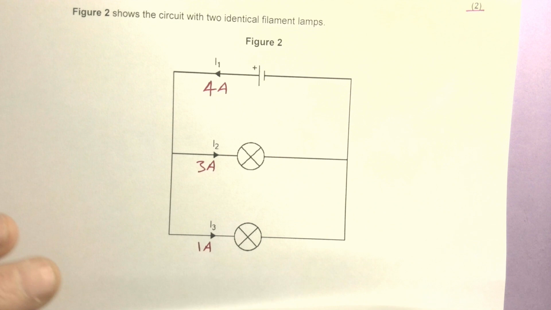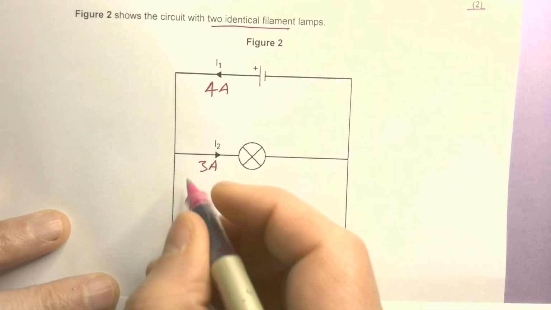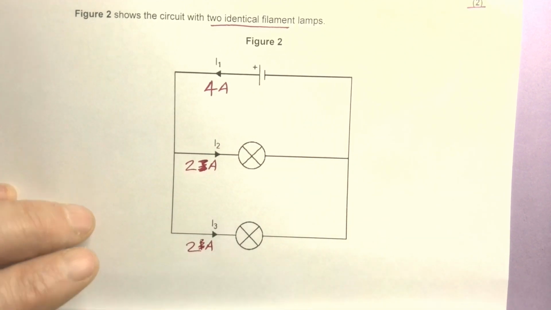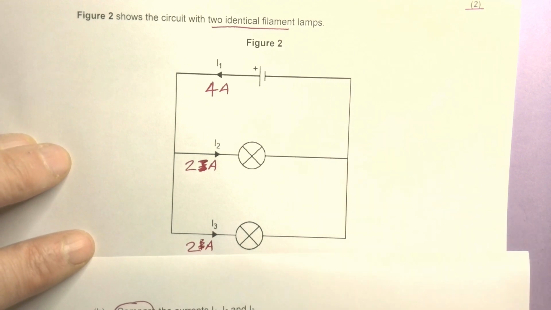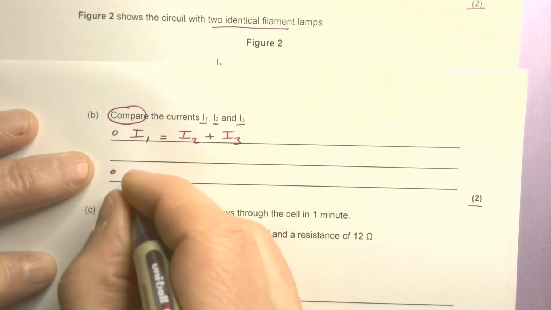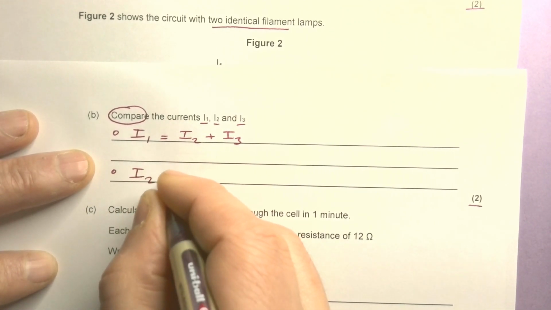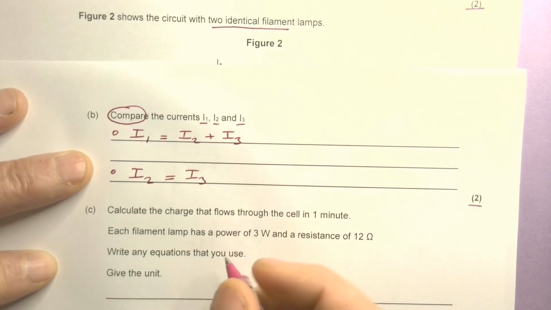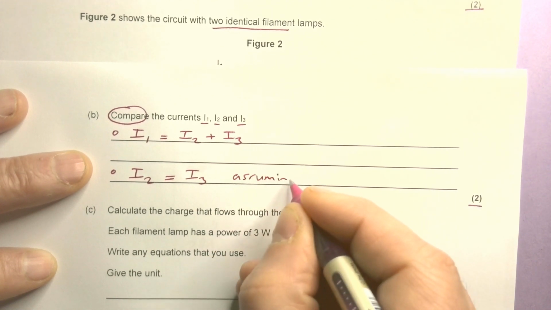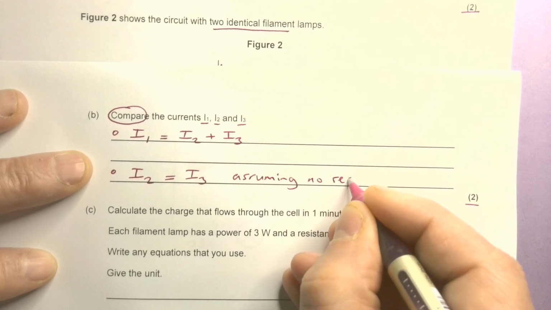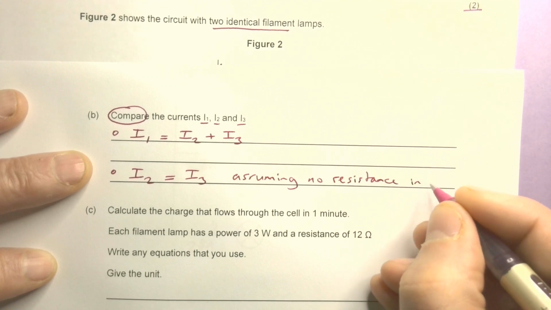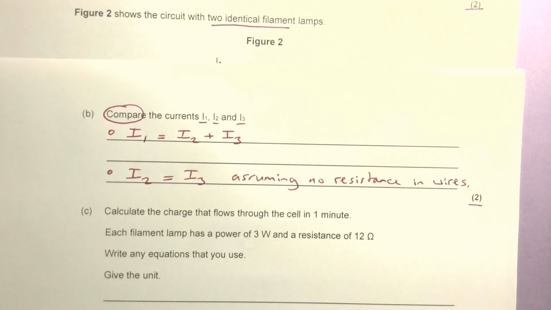We also know, hang on a minute, sorry, two identical filament lamps, I got that wrong, haven't I? It means these two currents must be identical as well, because they're identical filament lamps, assuming the wires don't have any resistance, which we always assume. So I1 equals I2 plus I3. We also know that I2 equals I3, assuming no resistance in wires, or the same resistance in wires.